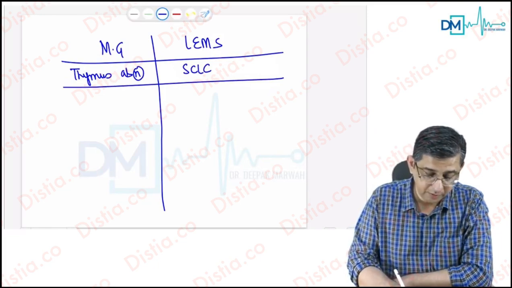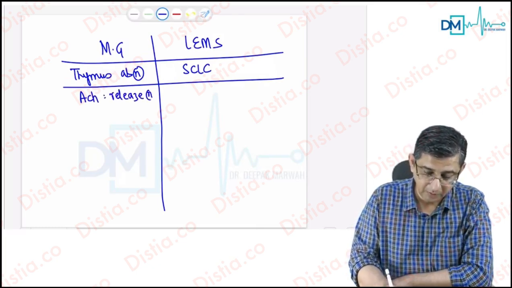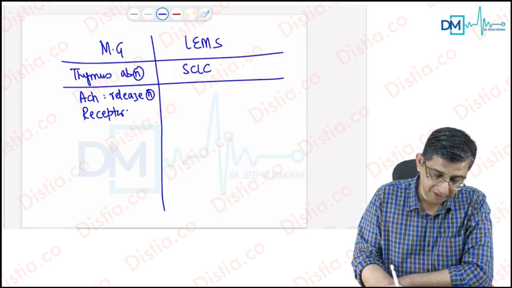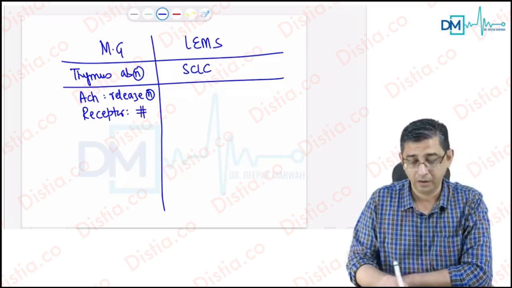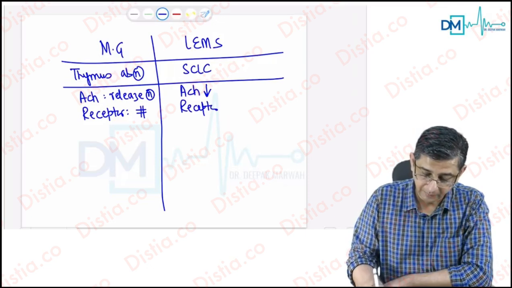On the left hand side, acetylcholine release is perfectly normal. The problem is with the receptors, so we call it a post-junctional defect. On the right hand side, the release of acetylcholine is less. The receptors are perfectly normal, however.